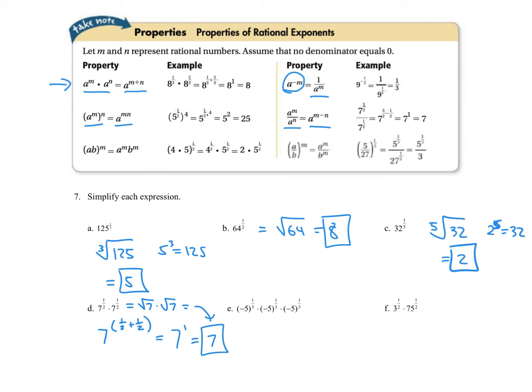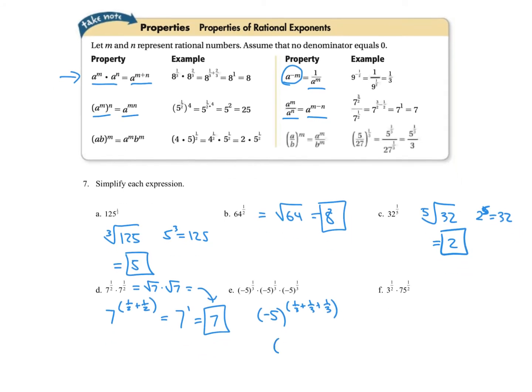Now in part E, same idea. We have -5, the same base, to the 1/3 plus 1/3 plus 1/3. And that makes 3/3. So we get -5 to the 3/3, which is 1 whole. -5 to the first power is -5.